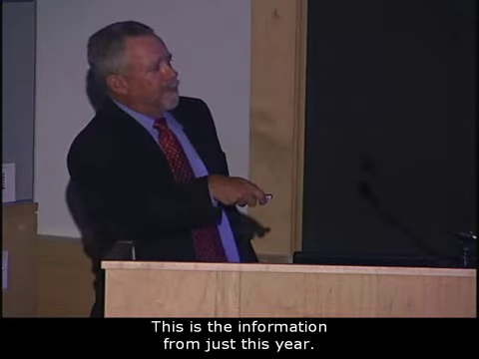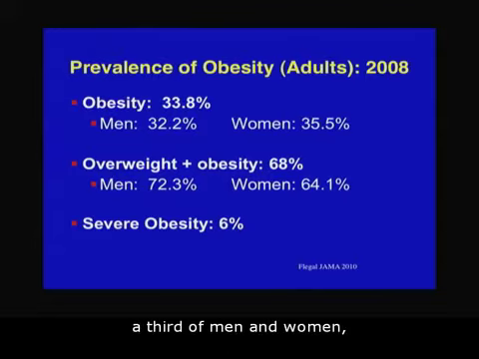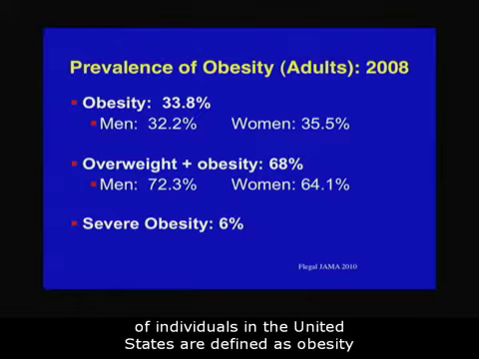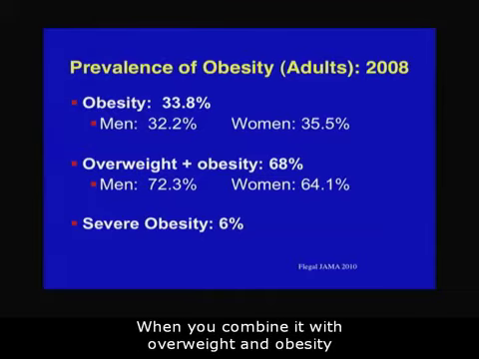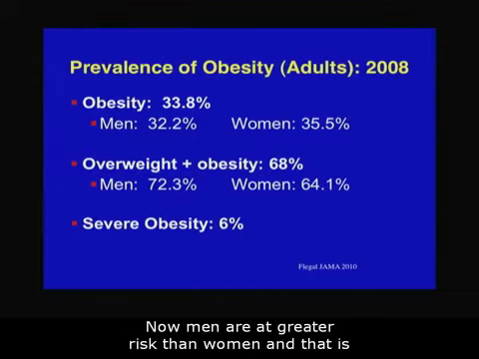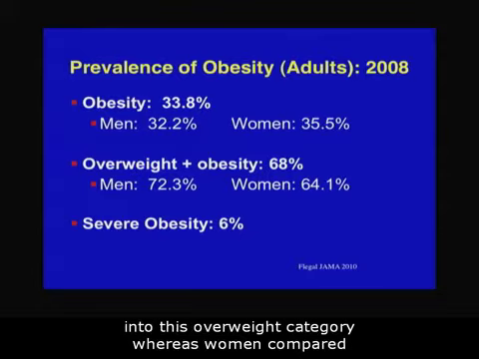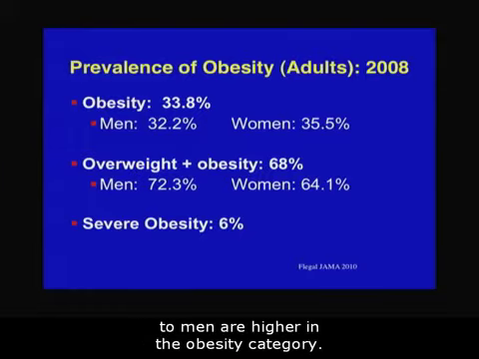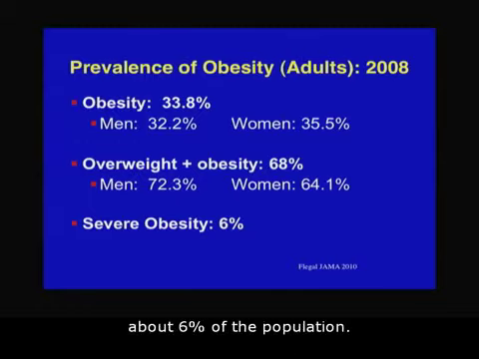Now, where are we at in the United States? This is the information from just this year. We're now up to about a third of men and women, a little bit higher in women, of individuals in the United States who are defined as obese. That means having a body mass index greater than 30. And when you combine it with overweight and obesity, it's now over 2/3. Now men are at greater risk than women, and that's because men fall a lot more into this overweight category, whereas women compared to men are a little bit higher in the obesity category. Severe obesity, which I'll also define, which is a body mass index over 40, is up to about 6% of the population.